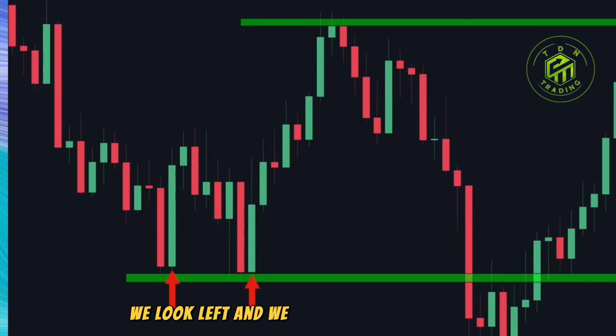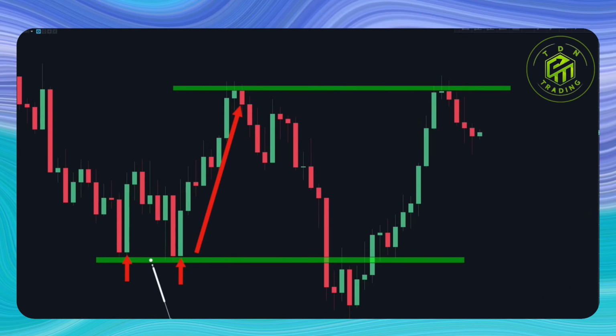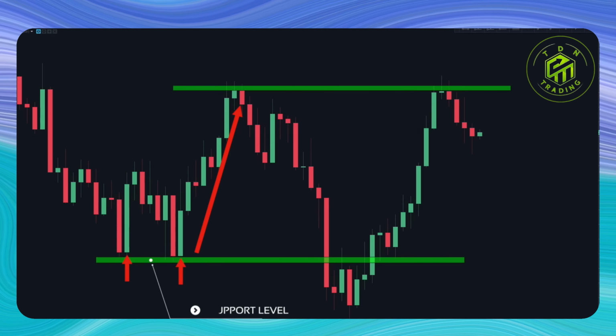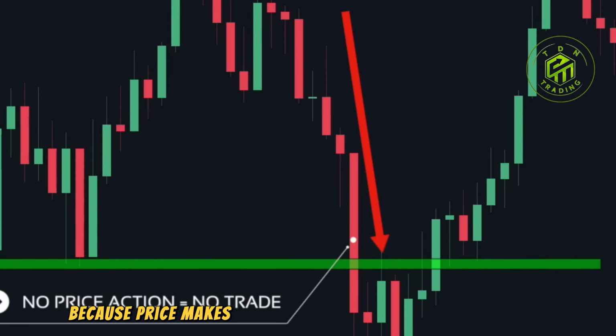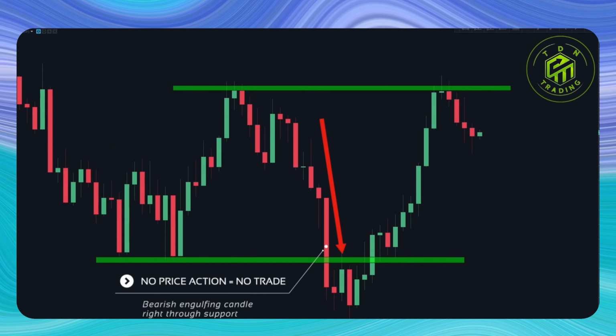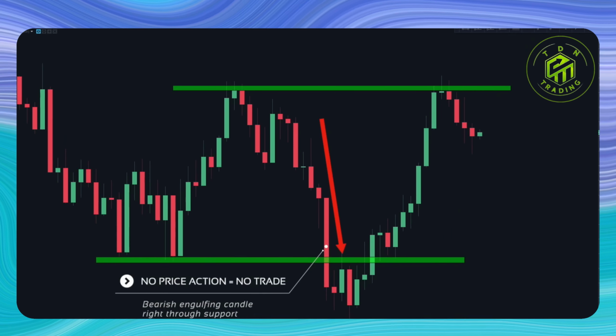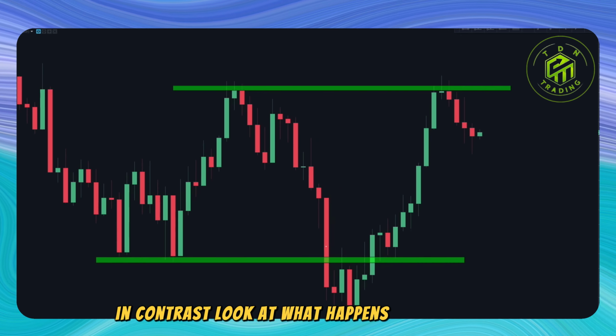Here's the dollar Swiss. We look left and we had a double bottom and then price went up, making this support. And as you can obviously see, there was no trade here because price makes a massive bearish engulfing candle and blows right through support. In contrast, look at what happens at the top.